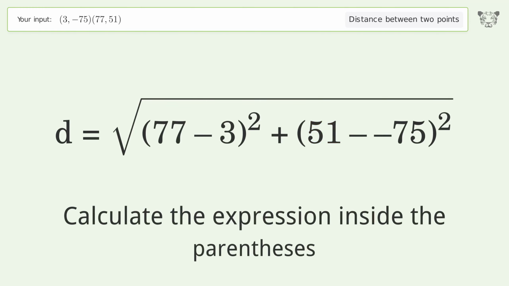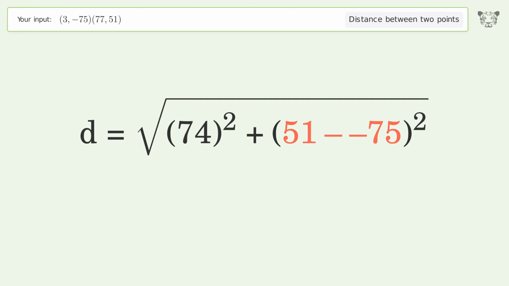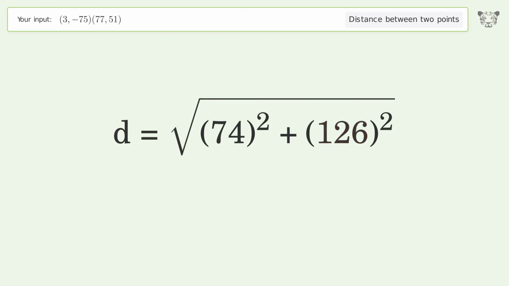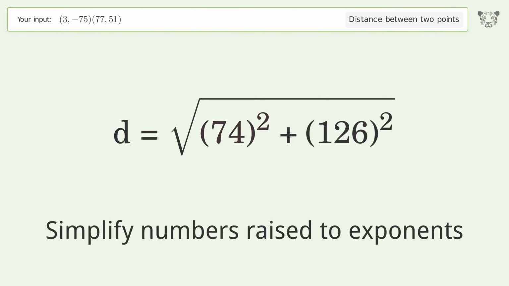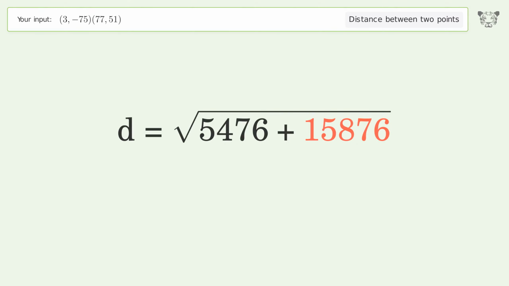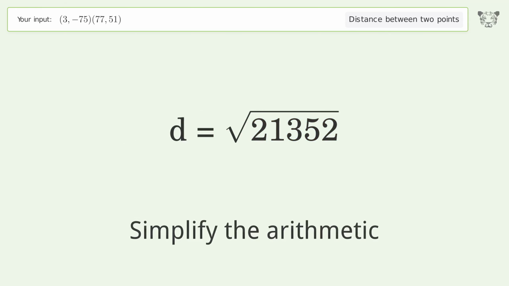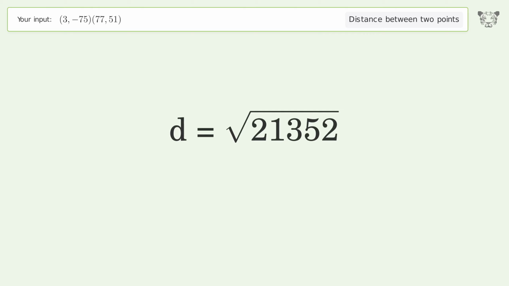Calculate the expression inside the parentheses. Simplify numbers raised to exponents. Simplify the arithmetic. And so the distance between the 2 points is the square root of 21,352, or 146.123.